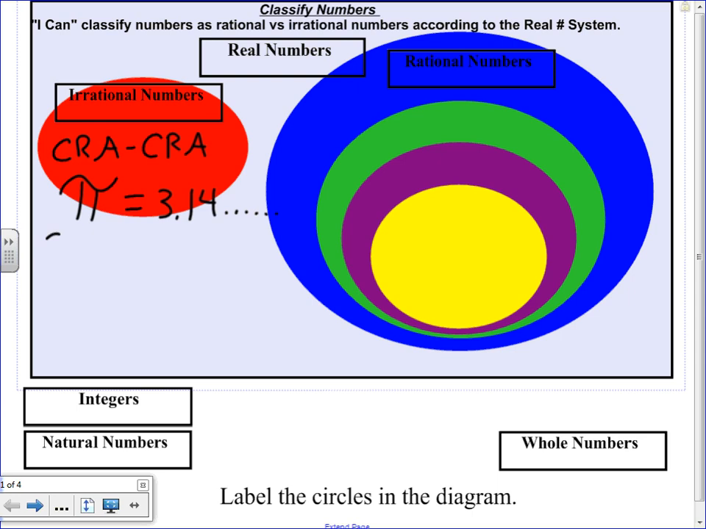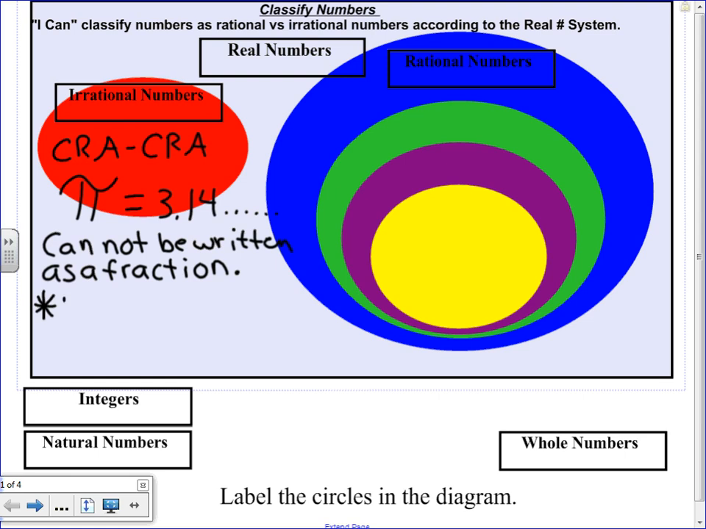Irrational numbers cannot be written as a fraction. Some other examples of irrational numbers are going to be, this is a key point, non-perfect squares.